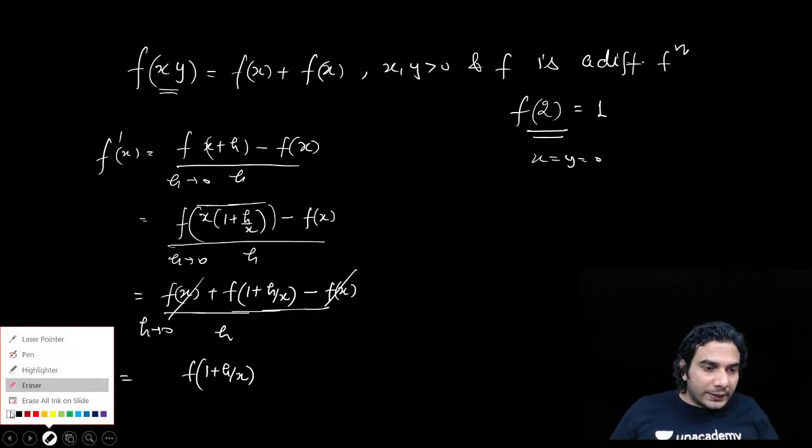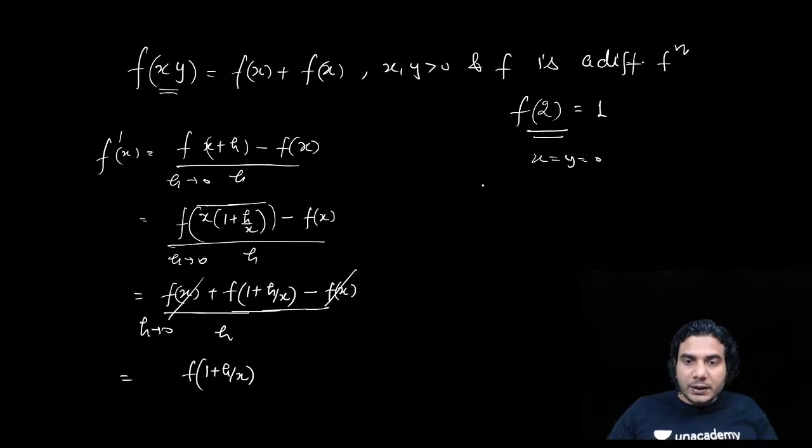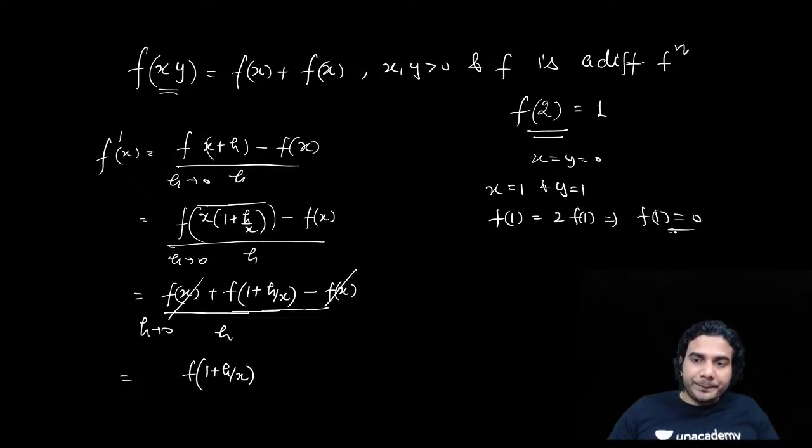So the other thing which you can use is, say, x is equal to 1, and y is equal to maybe 2, or maybe x is equal to y is equal to 1 will work. So yes, f of 1 is equal to twice of f of 1. So you're getting f of 1 is equal to 0. Simple.